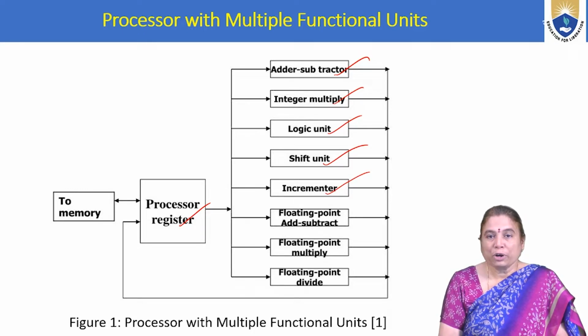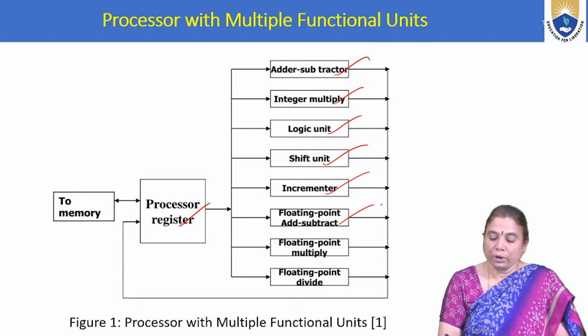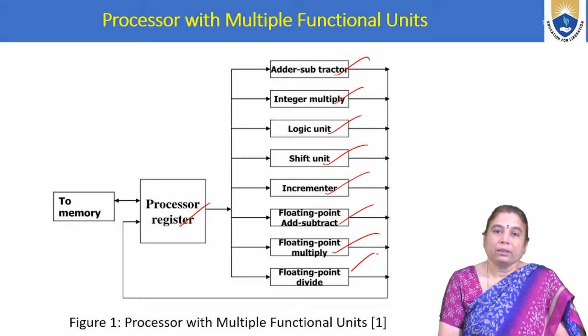For floating point arithmetic also, special functional units can be designed: floating point add and subtract, floating point multiply, floating point divide. So with these functional units, multiple instructions can be executed simultaneously, which results in parallel processing.